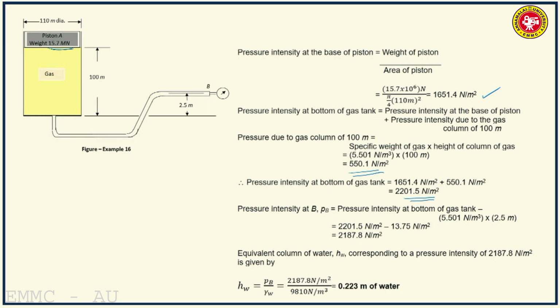Then pressure intensity at B will be pressure intensity at bottom of gas tank minus the gas specific weight, 5.501 Newton per meter cube, multiplied by 2.5 meters, which is the difference in level between the bottom of the tank wherein the gas is placed and the point B. So that comes to 2187.8 Newton per meter square. Now equivalent column of water corresponding to this pressure intensity is given by the pressure intensity divided by specific weight of water. So you get 0.223 meters of water.